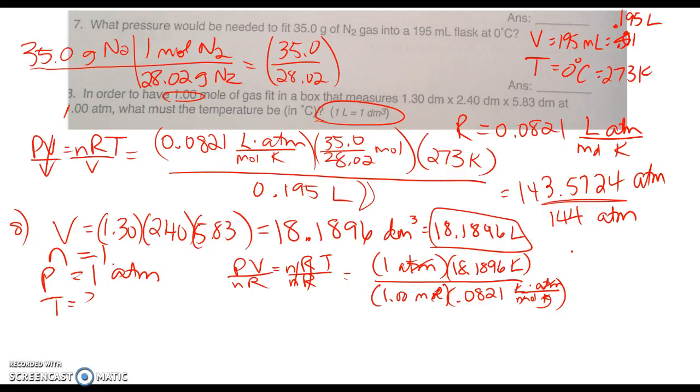So 1 times 18.1896 divided by 1 divided by 0.0821 equals 221, just carrying more than I should, Kelvin. And if we subtract 273, minus 273, we are actually going to be negative. Let's check our sig figs. I think we can use 3.